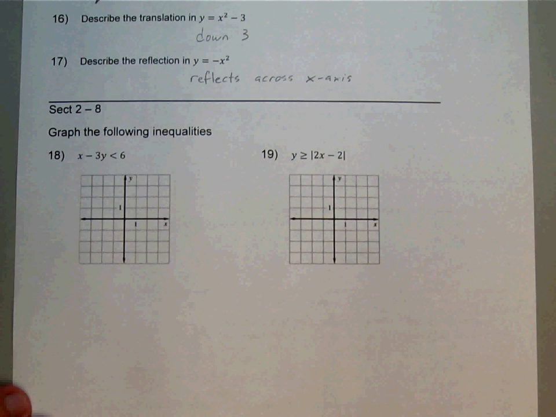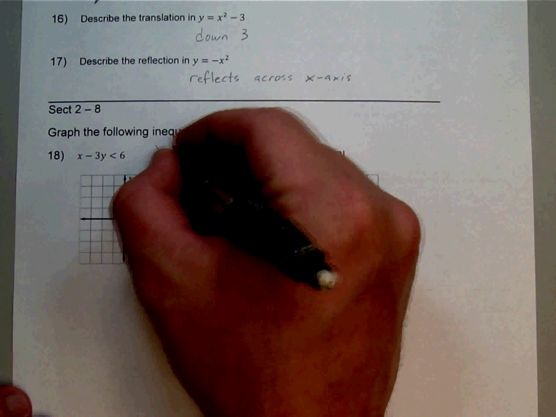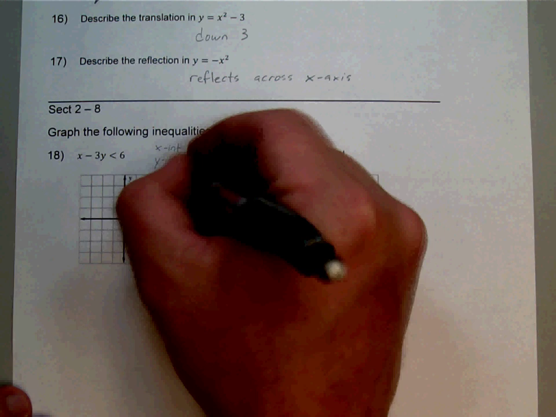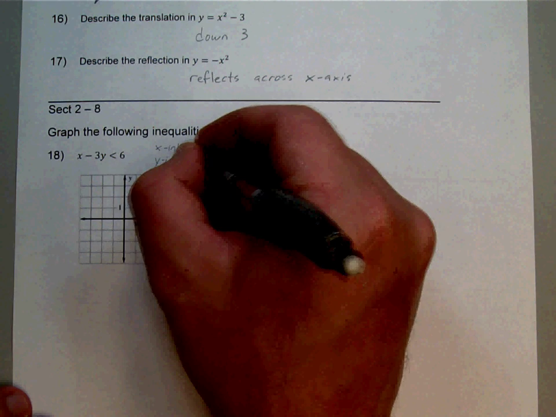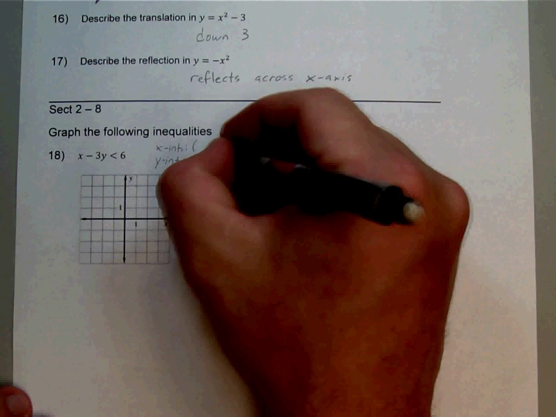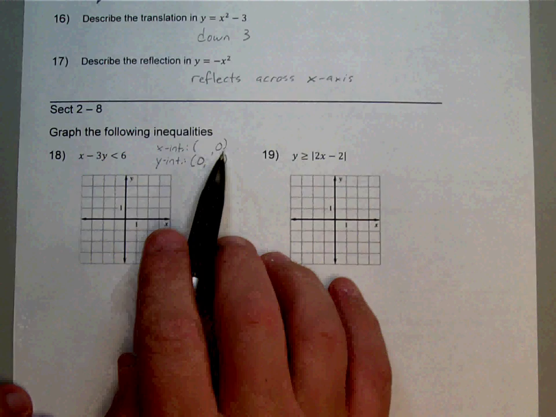Number 18, graph. Now we're getting into inequalities. So recall the x and y intercepts. This is standard form. Number 18 standard form. So I would probably like to find the x and y intercepts and graph it from there instead of putting it into slope-intercept form. So an x-intercept happens when the y value is 0. Y-intercept happens when the x value is 0.